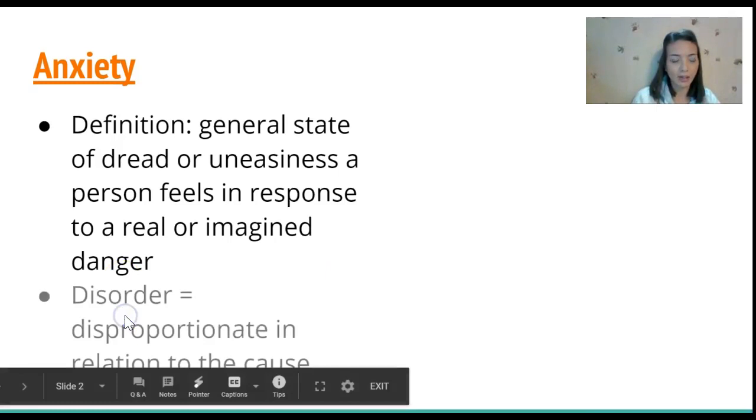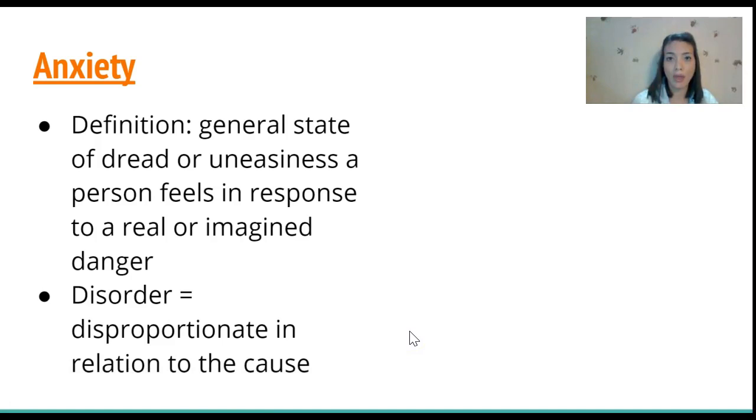Okay, our next note is talking about when anxiety turns into a disorder. And so when anxiety becomes labeled as a disorder, it's when those feelings, that fear, is disproportionate to what is actually causing the person to feel those feelings of anxiety. So the fear outweighs the actual danger or the situation that is involved in making the person feel that way.